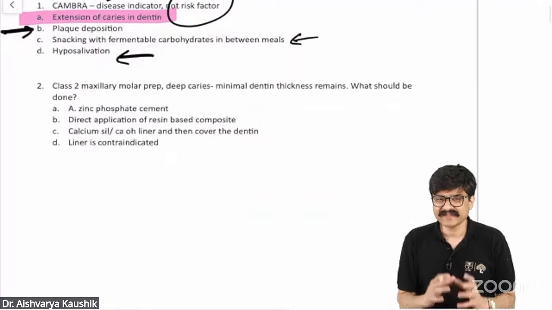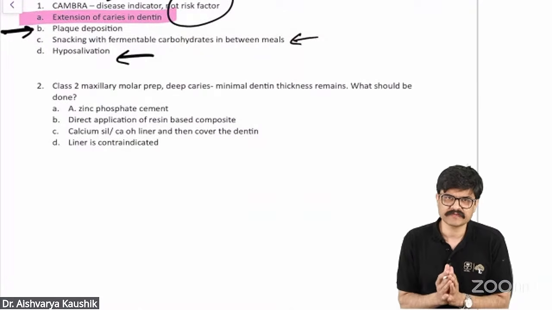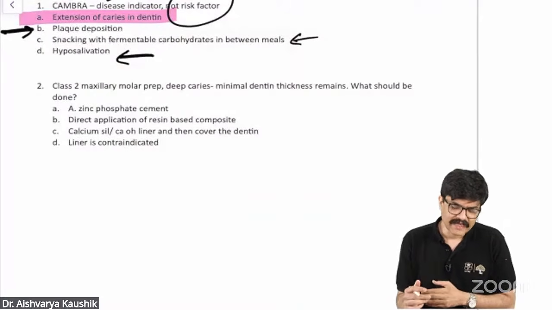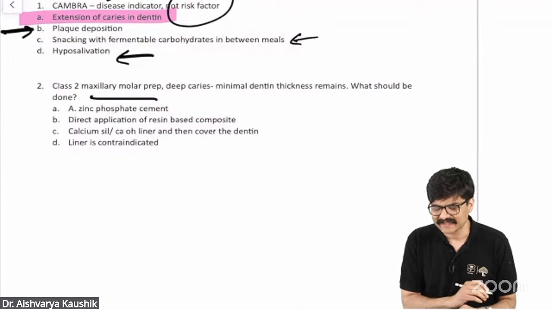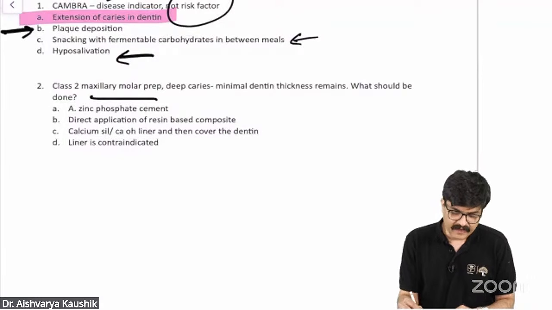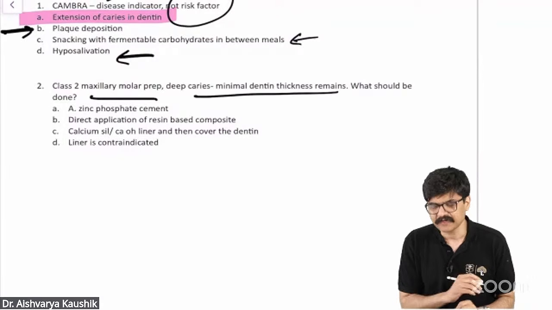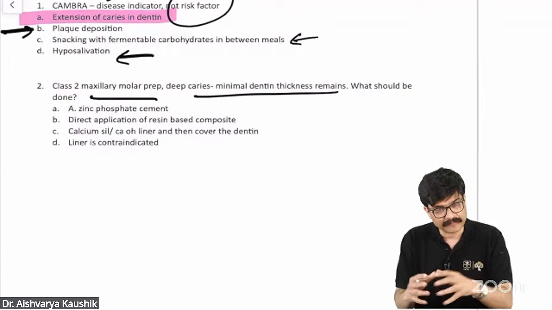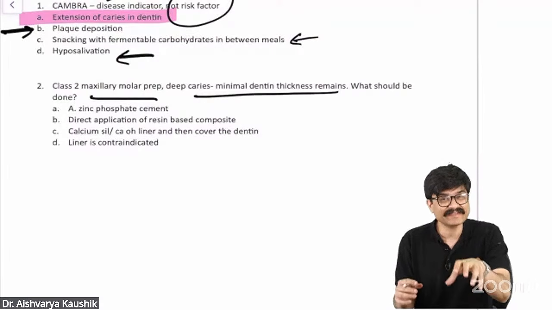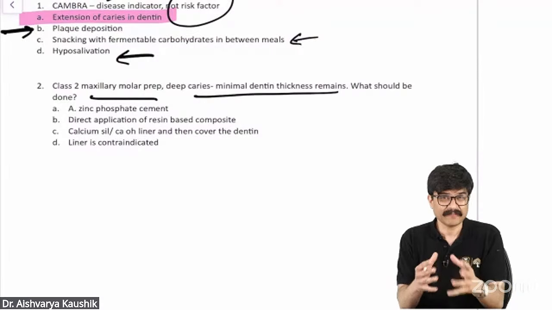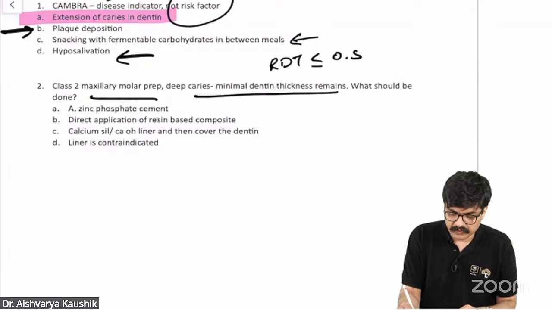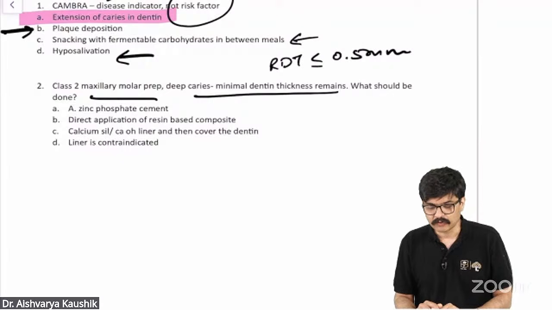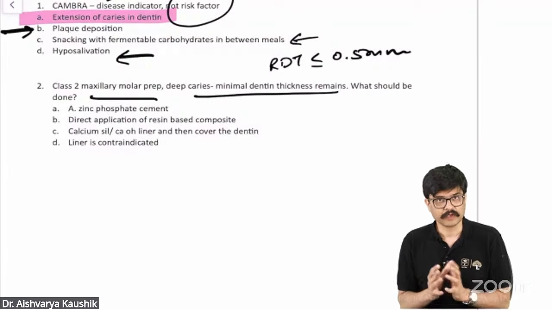The second question was a clinical question, many a time discussed. I'll share the screenshot of the notes also. You're doing a class 2 preparation in a maxillary molar. It's a deep caries. And once you've done your initial and your final cavity prep, you realize that there's minimal dentine thickness that remains. When you say minimal, that means your RDT is less than or equal to 0.5 mm, right? Now, what do you do? What do you do in such a situation?